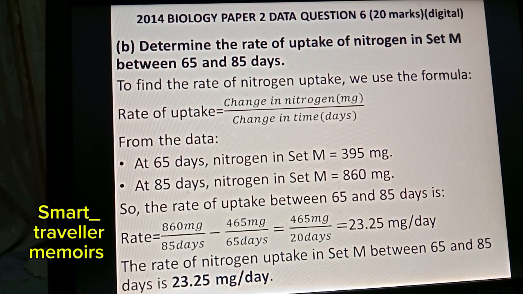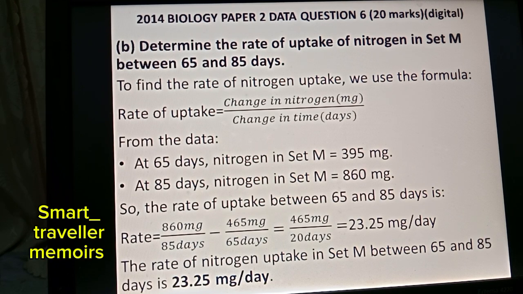And from the data you can see set M 395, set N 8060, set M, yes, in both cases. So the rate of uptake is between 65 and 85. This is 60 over 85 minus 465 over 65, 465 over 20, 23.25 milligrams per day. The rate of nitrogen uptake in set M between 65 and 85 days is 23.25 milligrams per day.